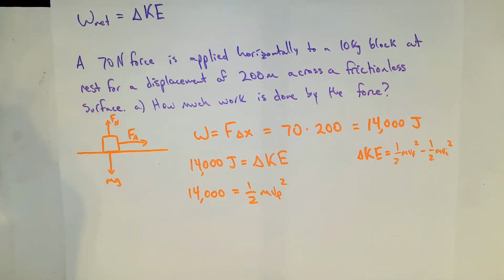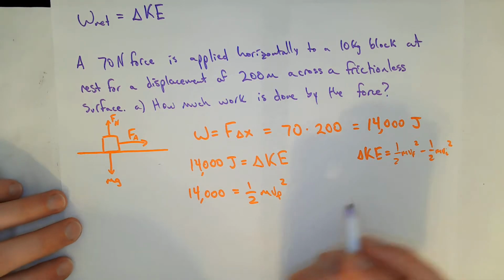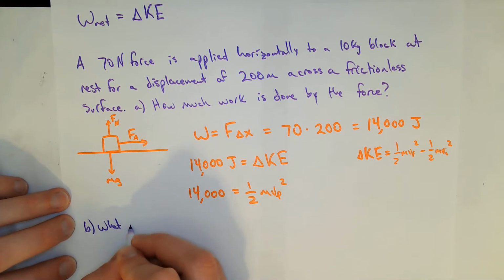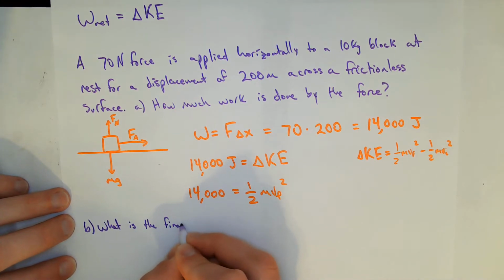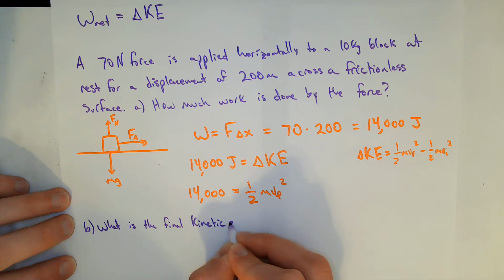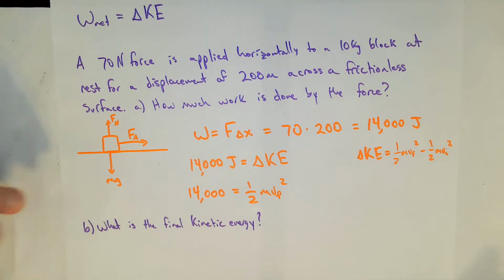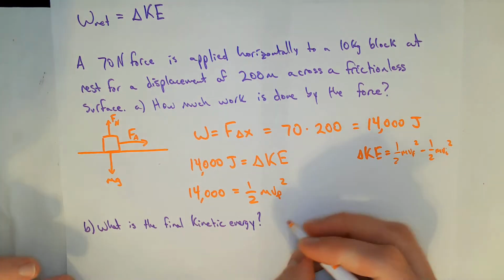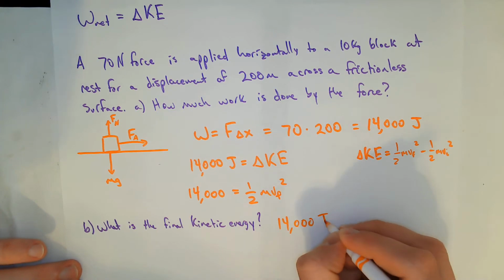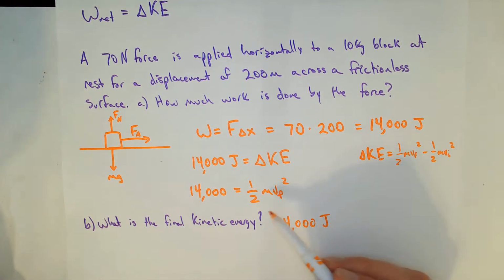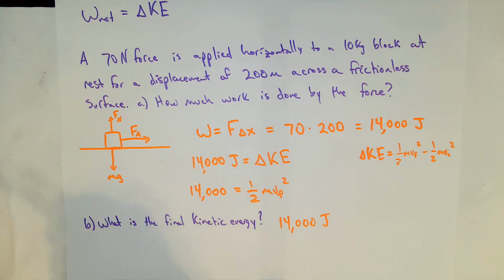Alright, part B is what is the final kinetic energy? Well, I also answered part B. The answer is still 14,000 joules. Why is it exactly the same? Why is the final kinetic energy, which is just this one term, equal to 14,000 joules? Because the initial kinetic energy is 0, so it's not contributing.